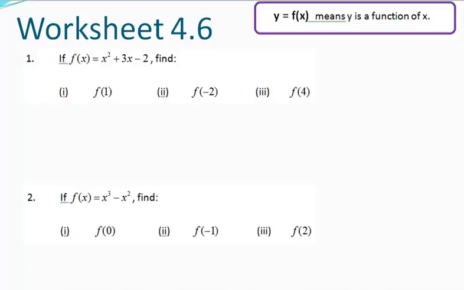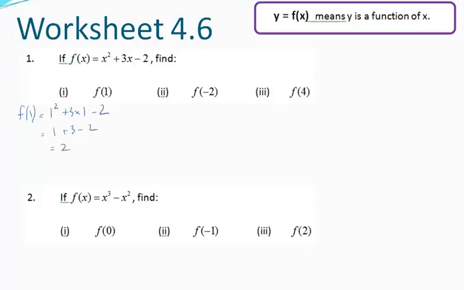Worksheet 4.6. So this is function notation. Here we have a function f(x) = x² + 3x - 2. We want to find our function when x is equal to 1. So 1 squared plus 3 times 1 minus 2. We end up with 1 plus 3 minus 2, which is equal to 2.